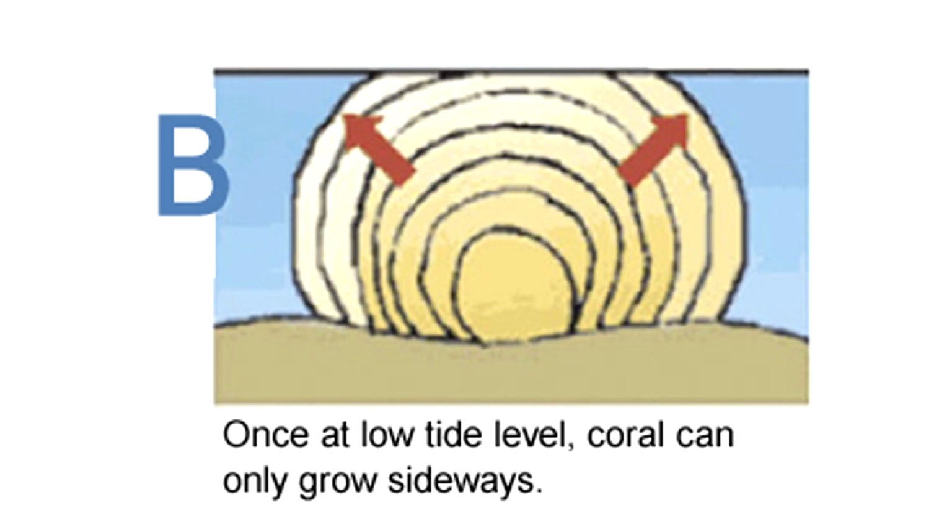Suppose they are exposed, then they will not grow up, but they will keep growing laterally. So once at low tide level, corals can only grow sideways. They will not grow above the tidal levels.